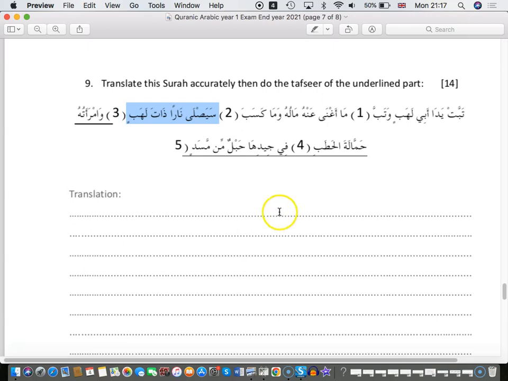Yes, remember you got to be accurate. Hammala, what kind of word is it? Mubalagha. So you got to have the mubalagha meaning in there. فِي جِيدِهَا حَبَلٌ مِّن مَسَدٍ. Okay, who's going to get this now?